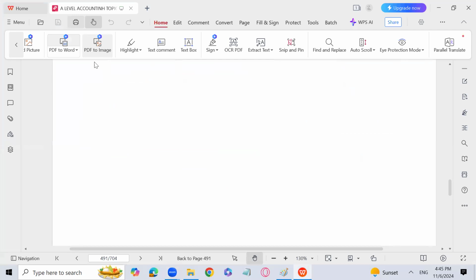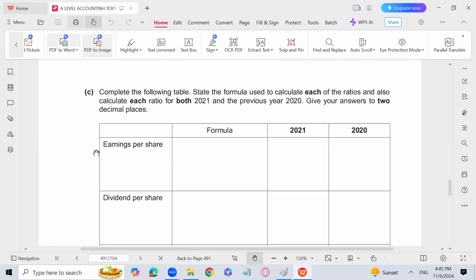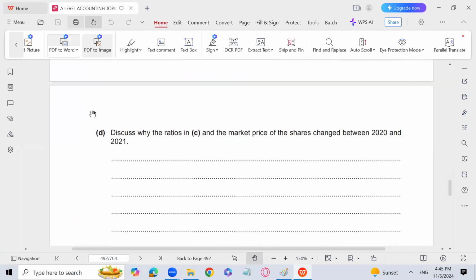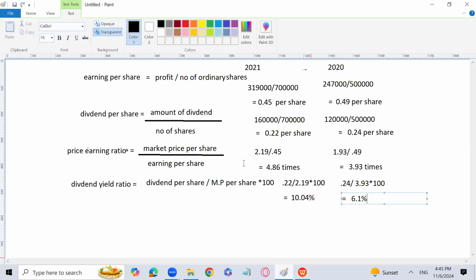Dividend yield ratio we have done. Those 12 numbers have been given. Formula 21, 22, and we have calculated that. October, November 22, question 31: discuss why the ratios in C and the market price of the share changed between 2020 and 21. They are saying that the market price of the share has increased because investor confidence in the share has increased. They believe that we have capital growth in the market. So the price of the share in the market has been increasing. That is why the price per share has increased from 1.93 to 2.19.